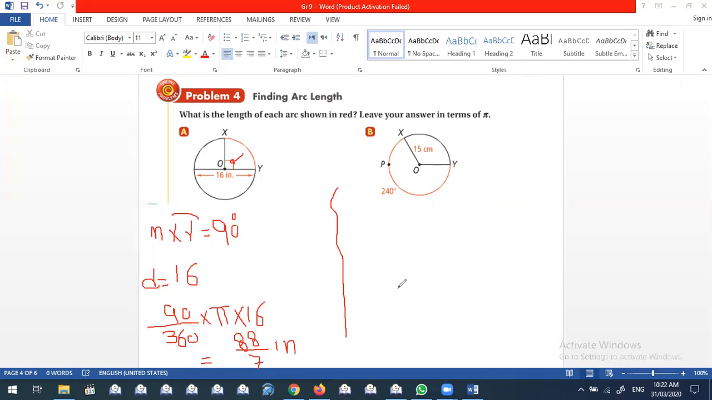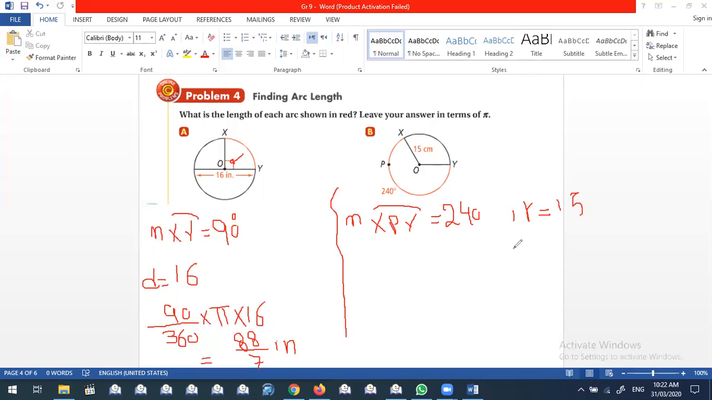The next one, let's find what we have. I need to find the length of this arc, and I have its measure already. Measure of arc XPY equals 240. What else do we have? We have the radius of the circle, which is 15. So I have r equals 15.